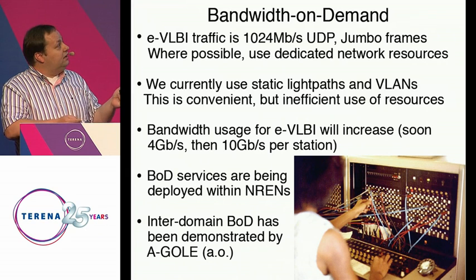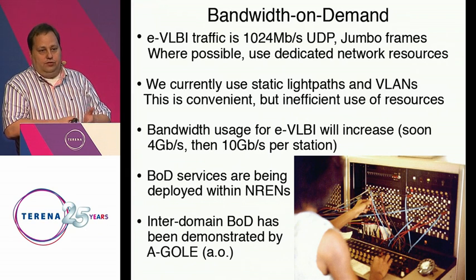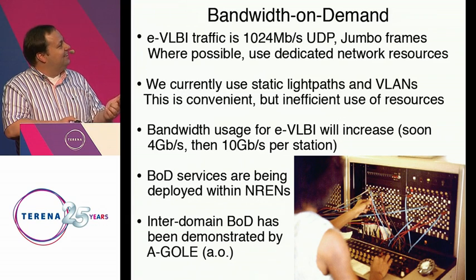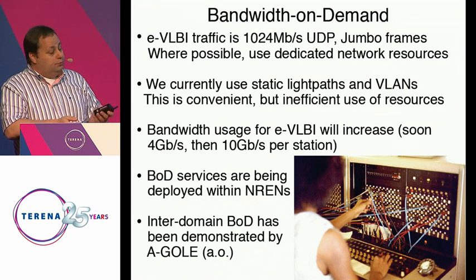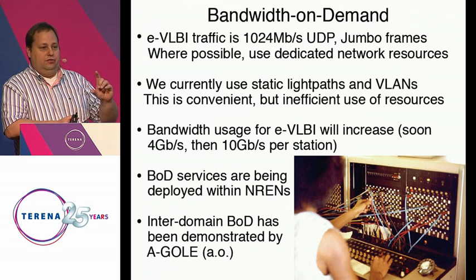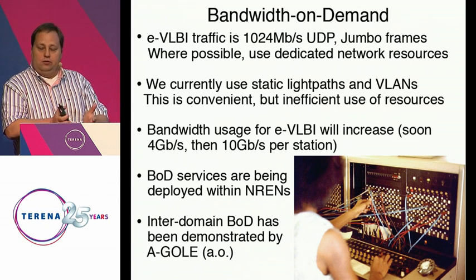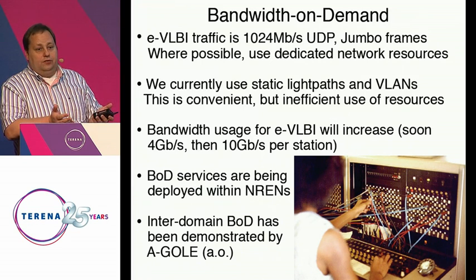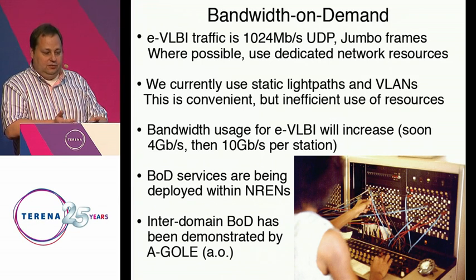But this is, of course, an inefficient use of the networking resources that you have. It would be much more convenient and also flexible if we were able to use bandwidth on demand, to automatically only use the connectivity and the bandwidth when we need it, and then tear it down again. It also means that we can reuse the same ports on our networking equipment for different telescopes, and that the international capacity is available for other projects when we don't need it.